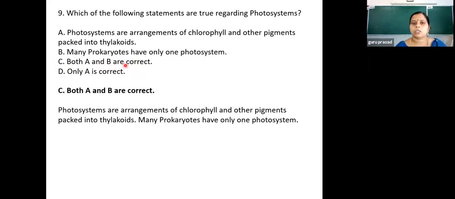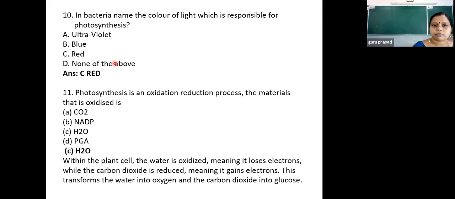So like this, if we know the concepts very clearly, then we can easily select the option. Which is the correct option? Both A and B are correct. Next. In bacteria, name the color of light which is responsible for photosynthesis. We have spectrum analysis in chromatography, with options ultraviolet rays, blue, red, none of the above. The correct answer for this is C, red.